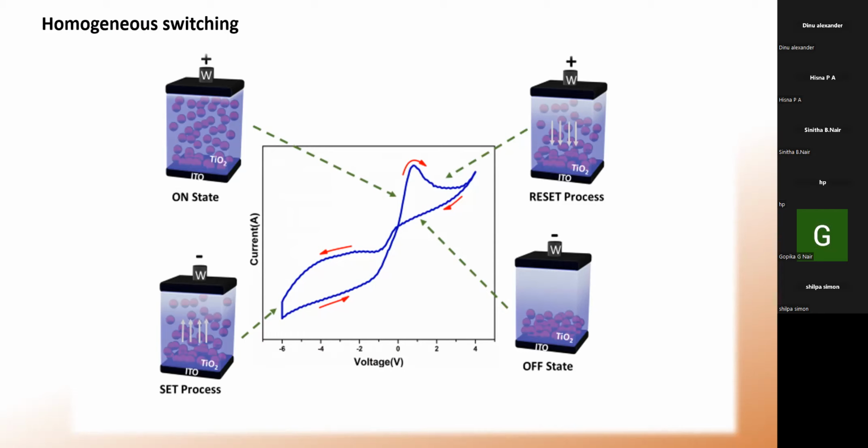Whenever a negative voltage is applied, since oxygen vacancies are positively charged species, they are attracted towards the top electrode, and this reduces the Schottky barrier and sets the device to the on state. Whenever a positive voltage is applied, the oxygen vacancies are repelled away from the top electrode, the Schottky barrier increases, and the device is set to the off state.